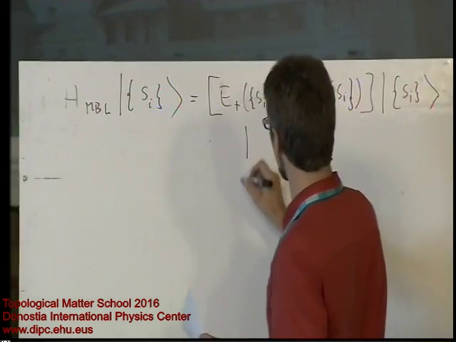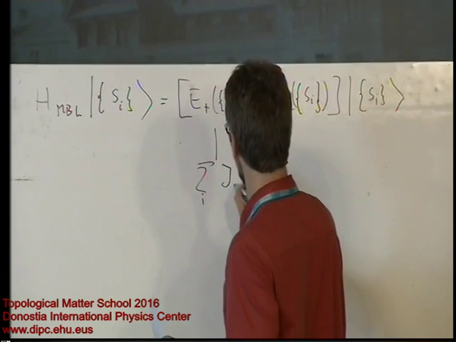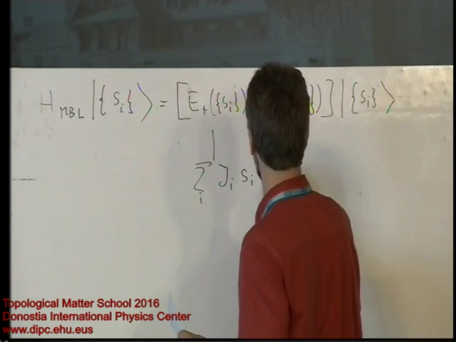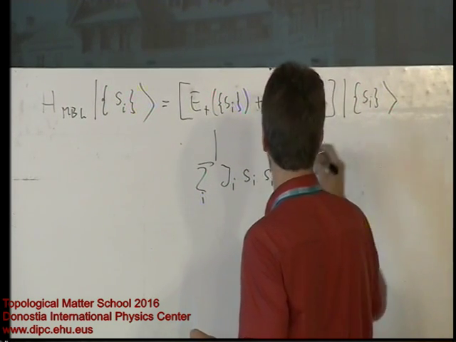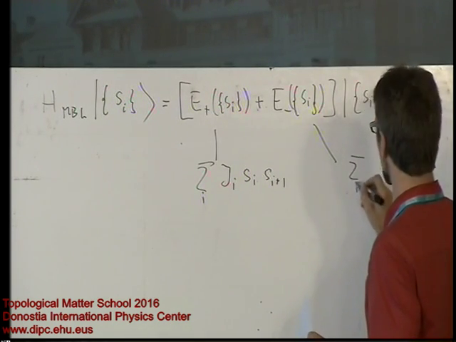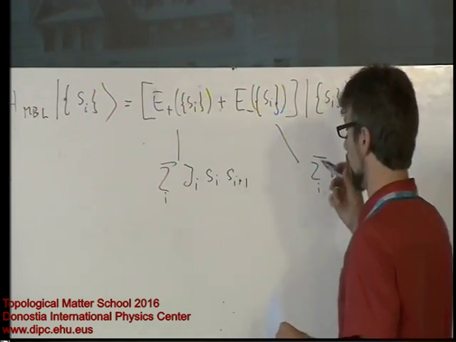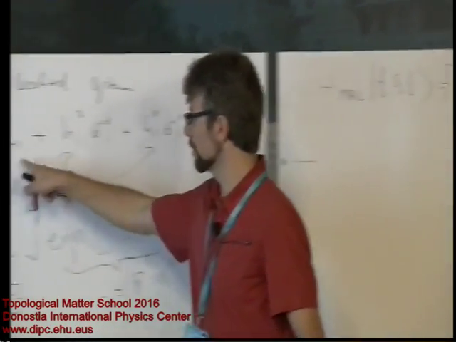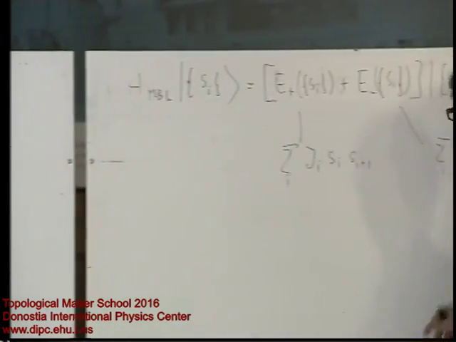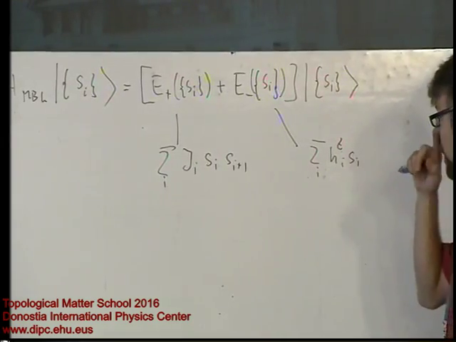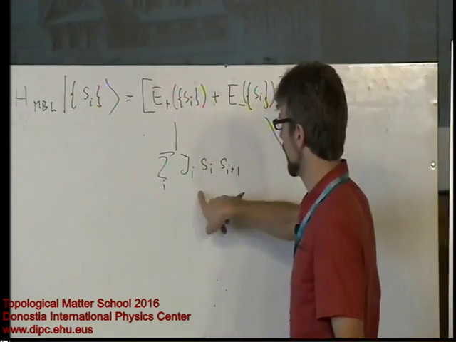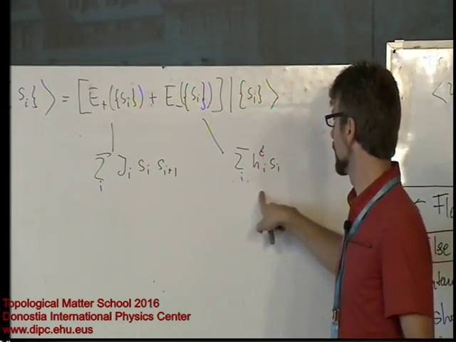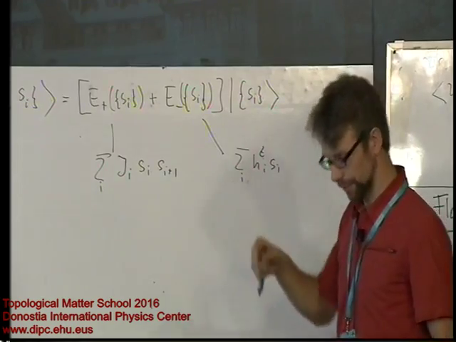So E plus is going to be the sum over i of J_i Si Si plus 1. And this E minus is going to be the sum over i of h_i^z Si. So you see these are these two terms in the Hamiltonian. It's clear that this is the energy of them in a specific spin configuration. And I call this E plus because under inversion of all the spins, this energy stays the same, while this one changes sign when I flip all the spins.